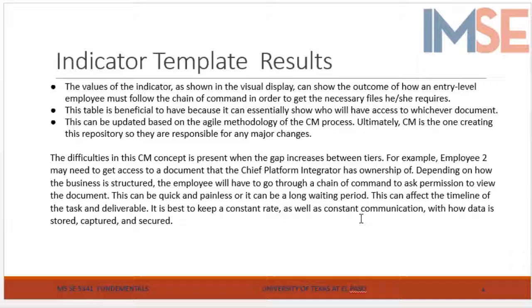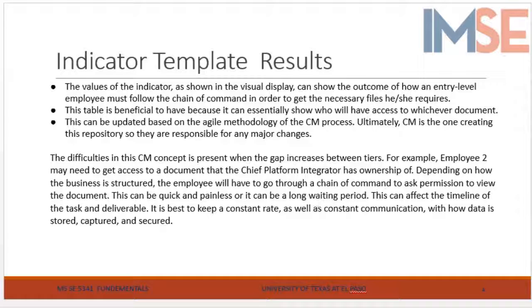It shows who will have access to whichever document, who would request more, and who has less accessibility. There are difficulties in this concept because there are gaps between the tiers. For example, employee 2 may need to get access to a document that the chief platform integrator has ownership of, but depending on how the business is structured, this might lead to them having to go through a large chain of command.